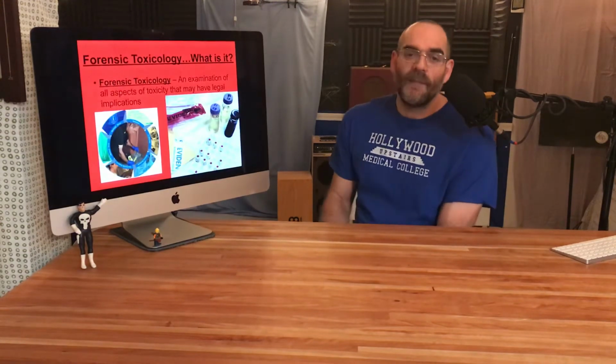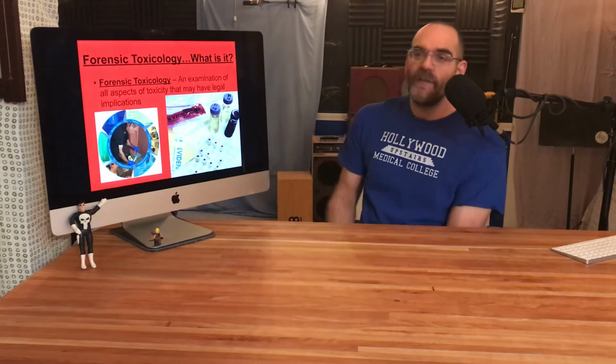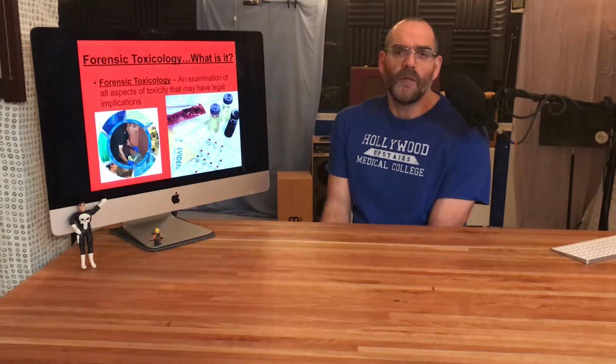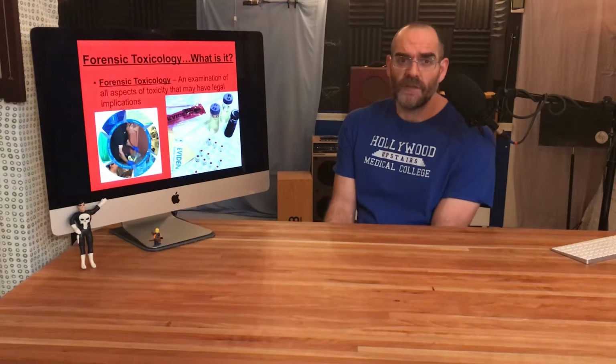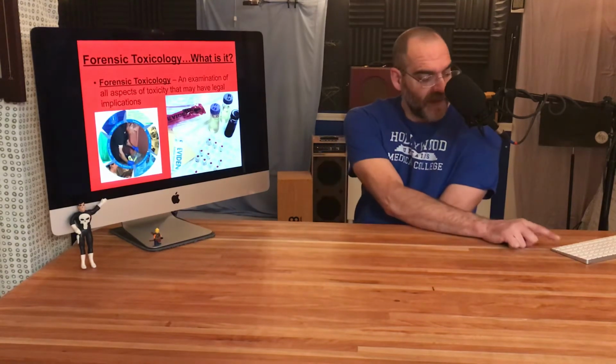So, today we're going to talk about forensic toxicology. You can see the word toxic right in there, so of course it must deal with some type of chemicals or toxins that may have legal implications. Of course, when we think about this, we're probably thinking most about illegal drugs and illegal drug use. And yes, that is a major component of what they do.